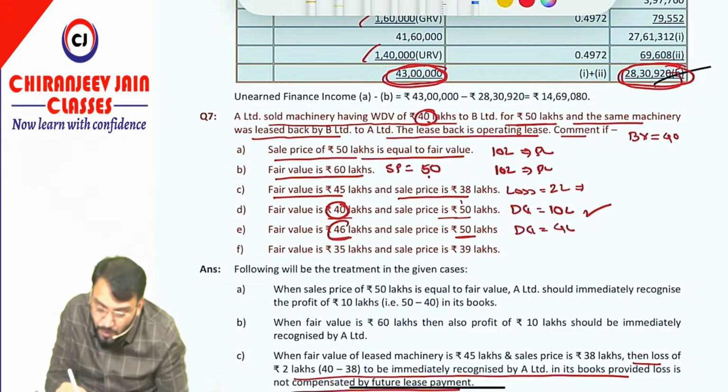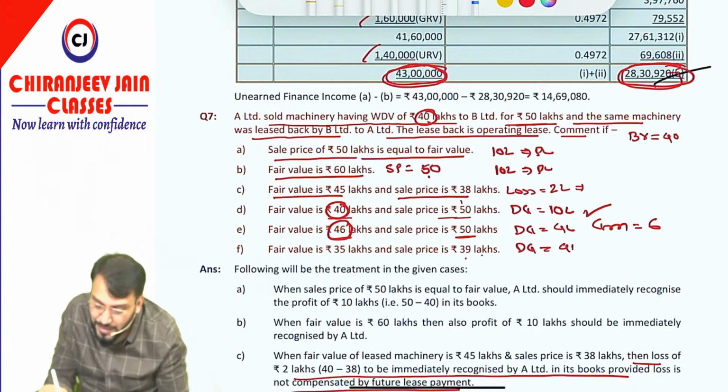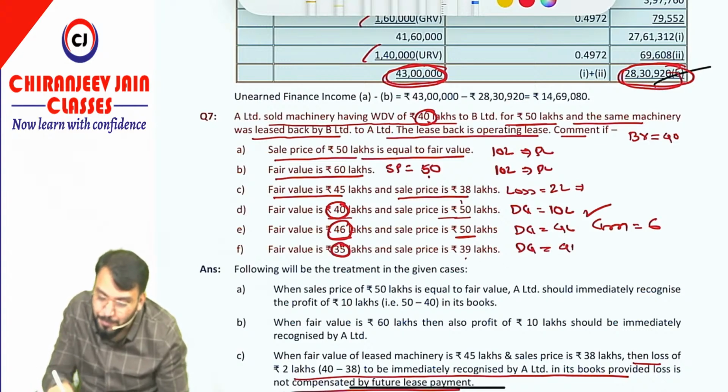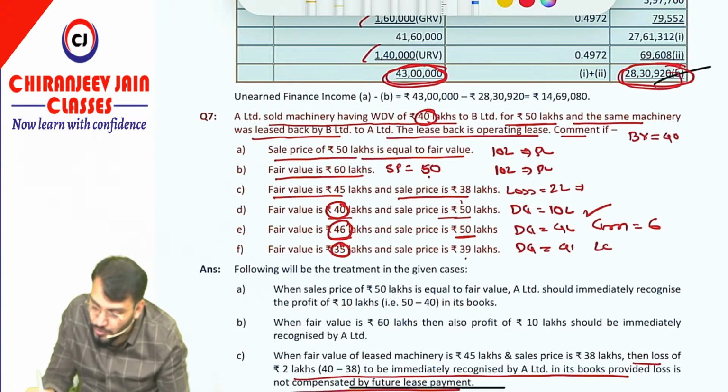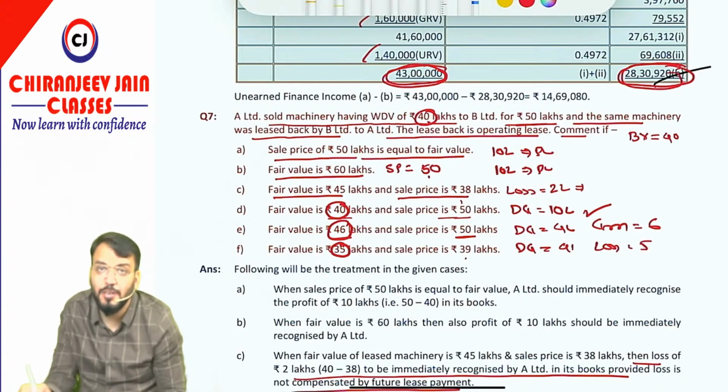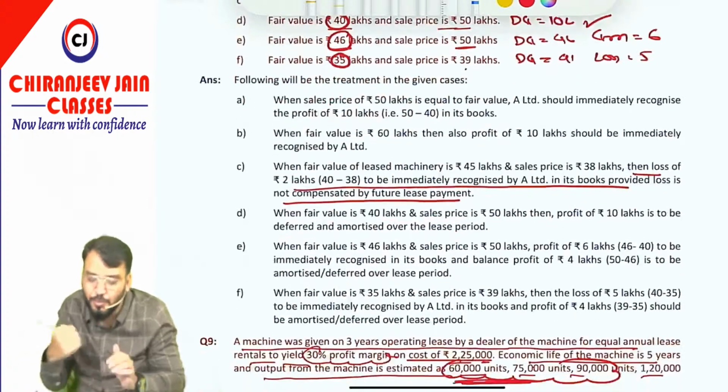And now compare 46 with 40. So there is a gain which will be transferred to PL, how much? 6 lakh. Then fair value is 35 and sale price is 39. Once again deferred gain is 4 lakh, 39 minus 35, and 35 compared with what? 40. So there is a loss. How much loss? 35 minus 40 means 5 lakh loss. Loss will be 5 lakh which will be transferred to PL immediately. If you read, you will be able to understand.